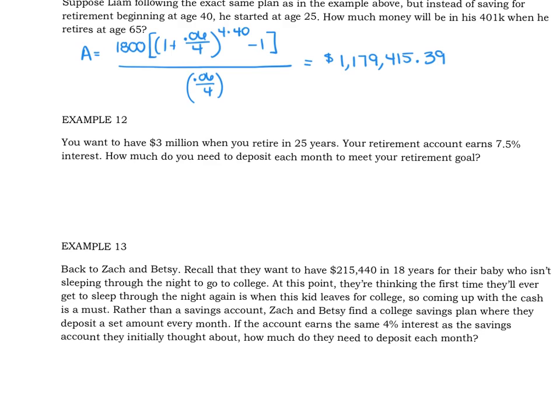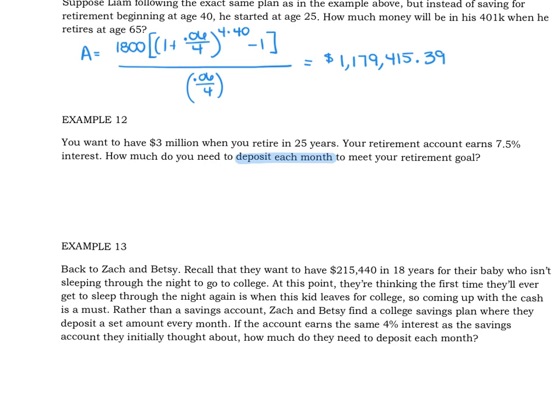All right, let's take a look at example 12. So you want to have $3 million when you retire in 25 years. Your retirement account is earning 7.5% interest. How much do you need to deposit each month? Okay, so again, that's kind of your clue. How would I know which formula to use? You're depositing money every single month. Okay, that is your big key.